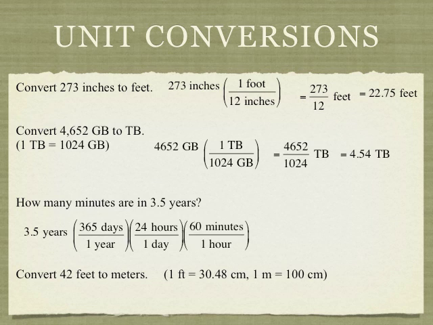And lastly, 1 hour is the same as 60 minutes. My hours would cancel. I am left with minutes. So all my numbers would be 3.5 times 365 times 24 times 60. Years cancel with years. Days cancel with days. Hours cancel with hours. And the only units left over are minutes. So I get 1,839,600 minutes. Okay, next, convert 42 feet to meters.